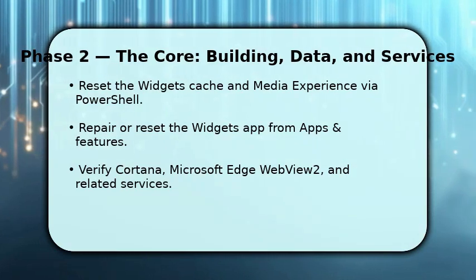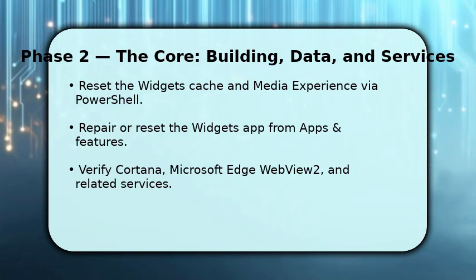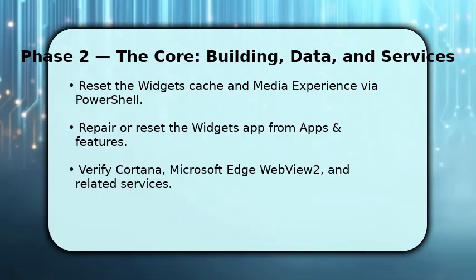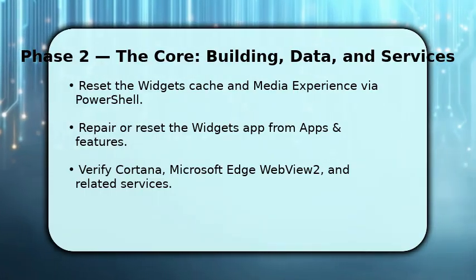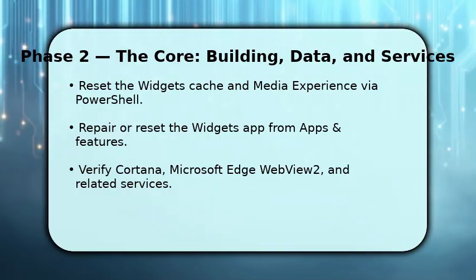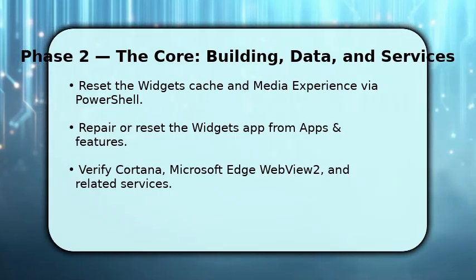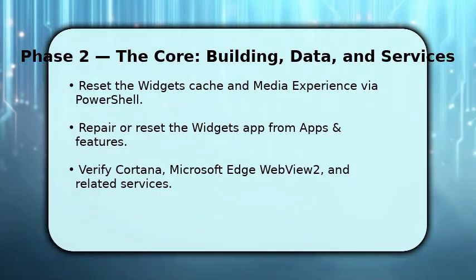Now you'll perform the detailed steps. Run PowerShell as admin to clear the widget cache and restart related services, because stale cache often causes failures. Next, go to Apps and Features, locate widgets and choose Repair, or Reset if repair fails. This reinstalls the app configuration.